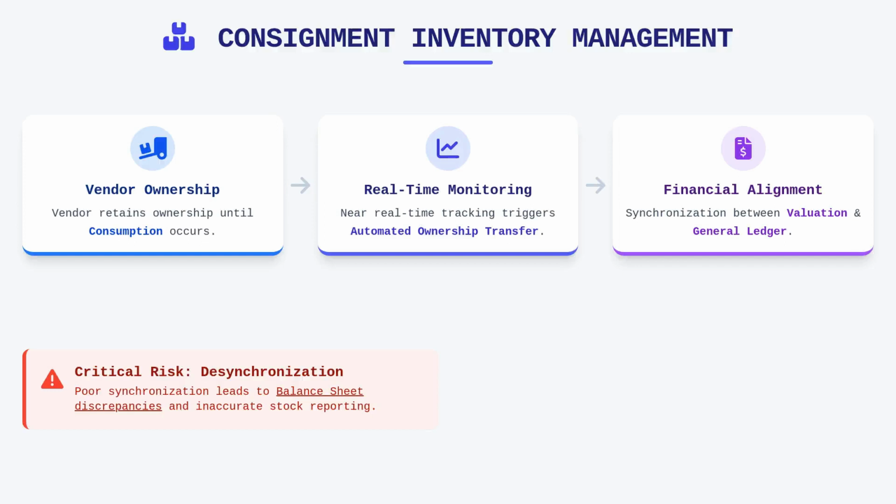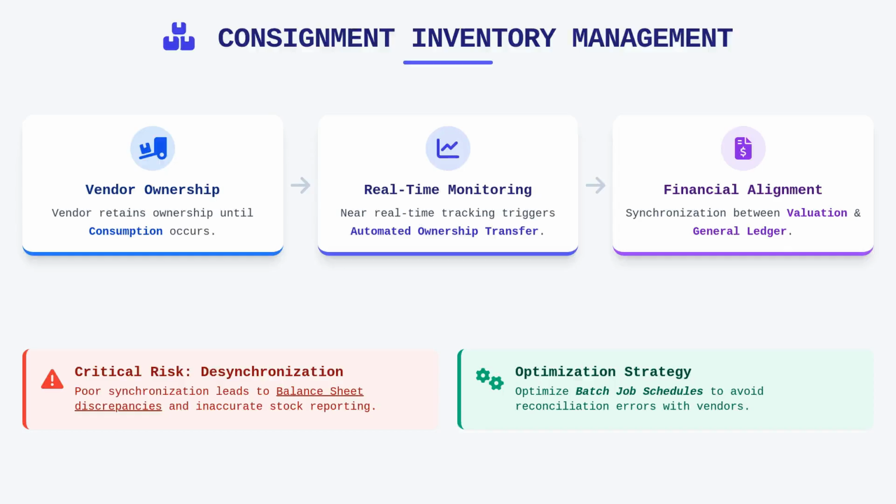If your inventory valuation is not properly synchronized with the consumption triggers, you will inevitably encounter discrepancies in your balance sheet and stock reporting. Always verify that your batch job execution schedules are optimized to process these movements accurately, as delays in these jobs can lead to significant reconciliation errors between your inventory records and the vendor's expectations.